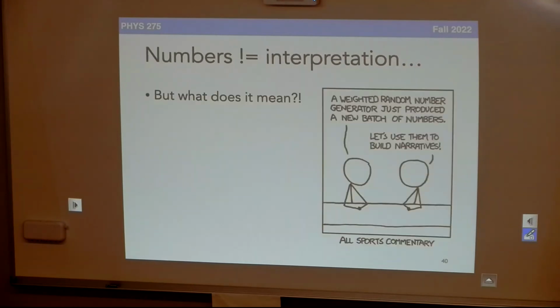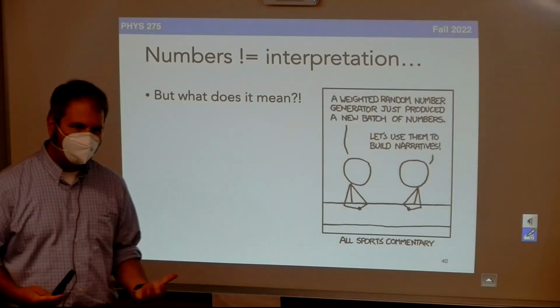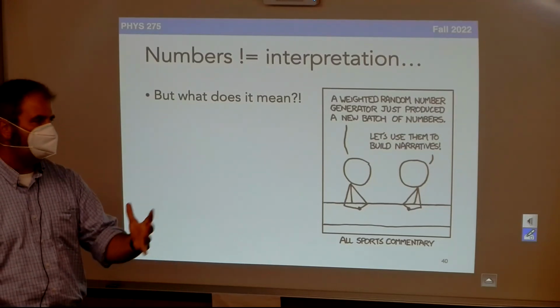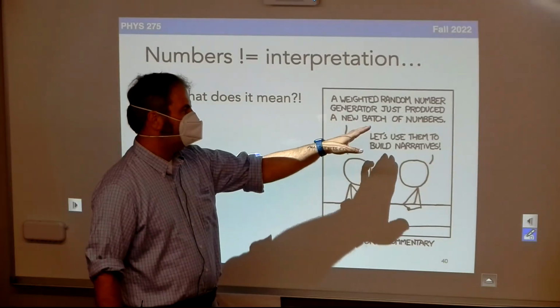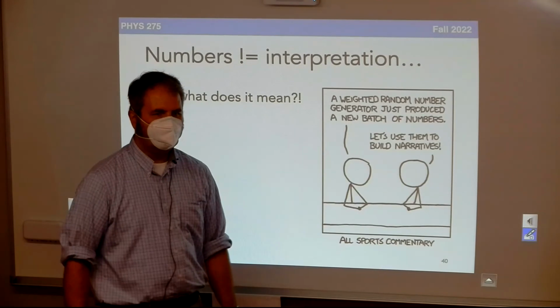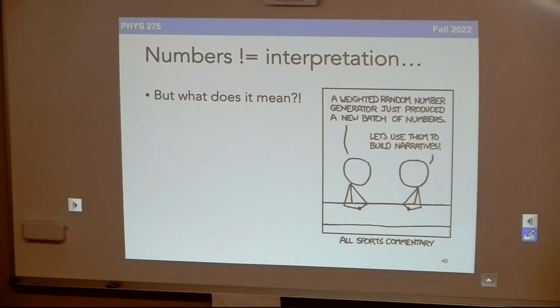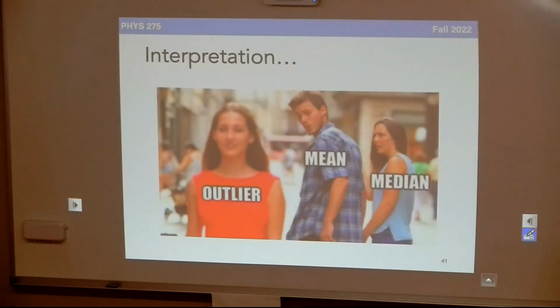Here, come on, there you go. Yes, numbers is not the interpretation, right? That's the next part. And honestly, that's the part that I don't teach a lot here because we're talking the numbers, putting it into a plot, and things. So a weighted random number generator produces a bunch of numbers. Let's build it into a narrative, right? So this can also say any speculative nature paper, but the interpretation can mean different things.